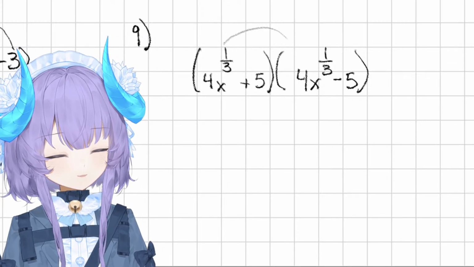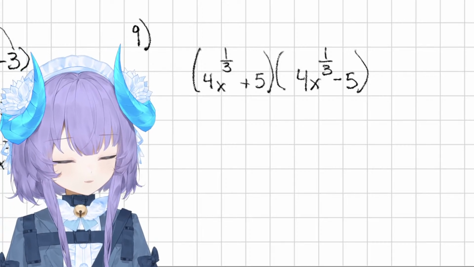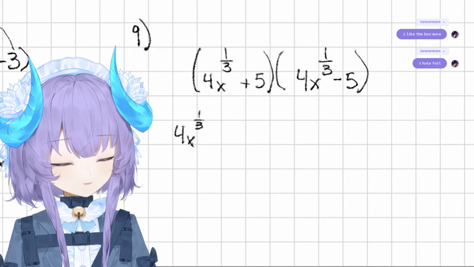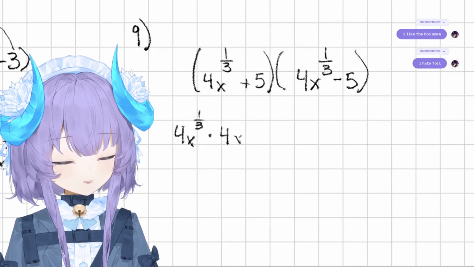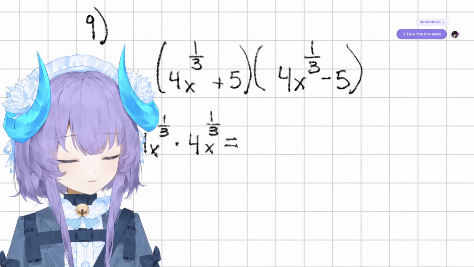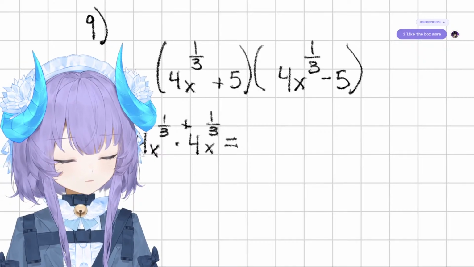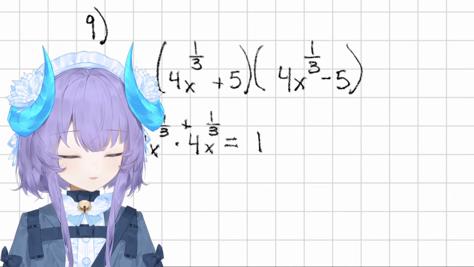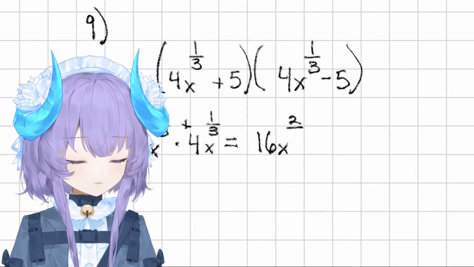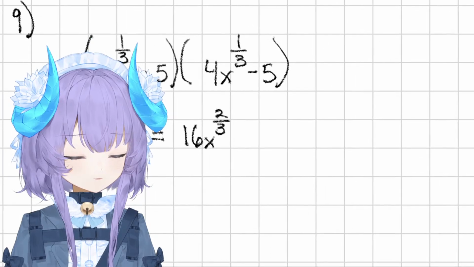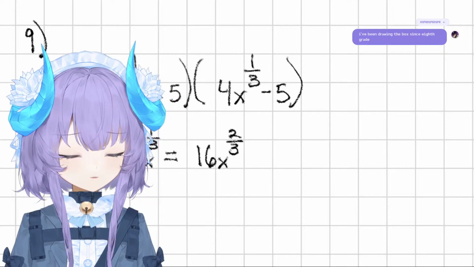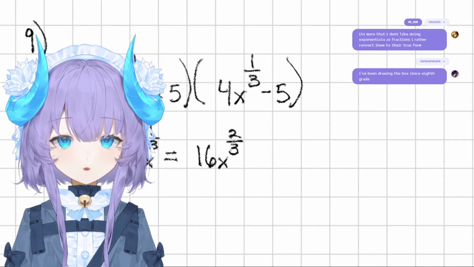Yeah, so we gotta do first, which is going to be 4x to the 1/3 times 4x to the 1/3, and that equals 16x to the 2/3. We've got first, outer.